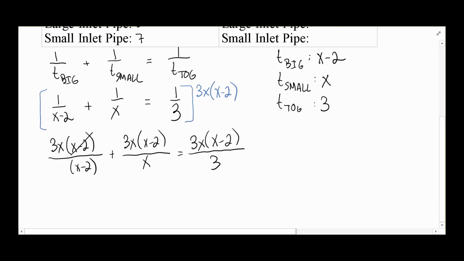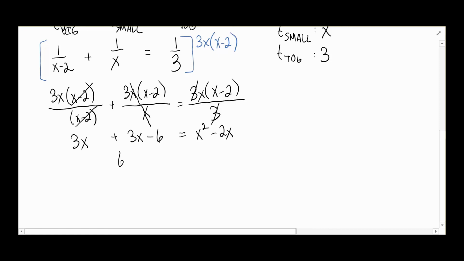So in the first fraction, the x minus 2's divide out, leaving just the 3x. In the second fraction, the x's divide out. As I distribute the 3, I get 3x minus 6. And on the right side, the 3's divide out. And if I distribute the x, I get x squared minus 2x. I can combine like terms on the left, and then bring everything over to the right. So I have this quadratic equation to solve.